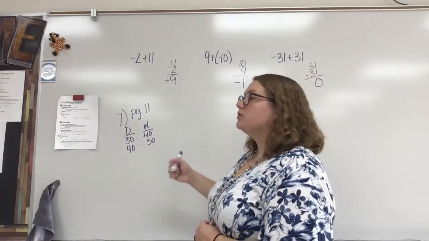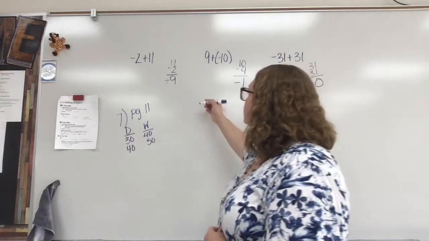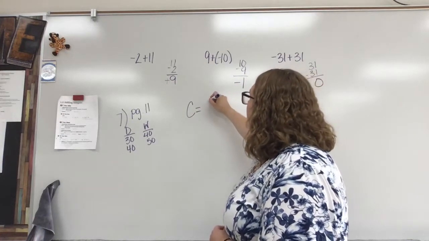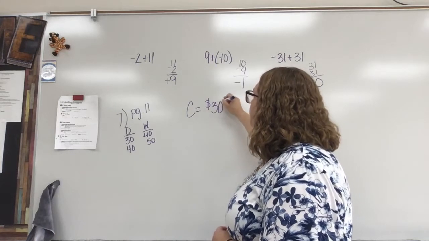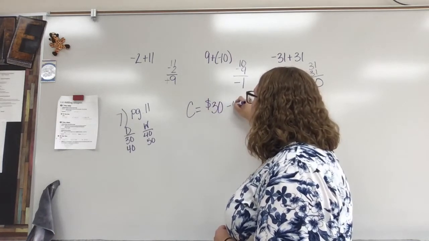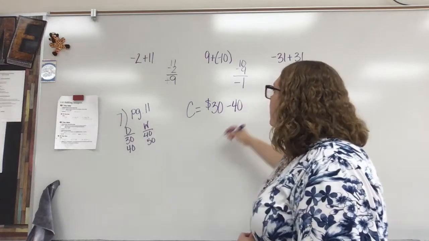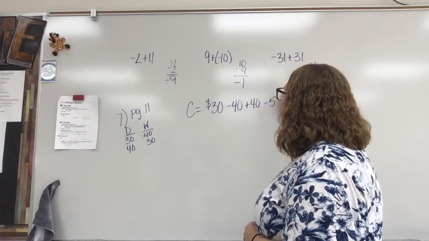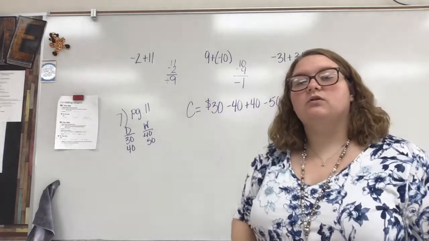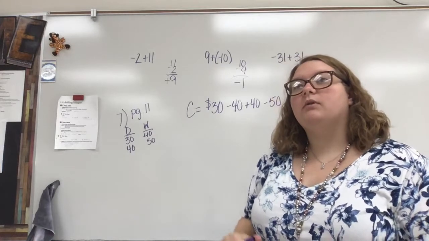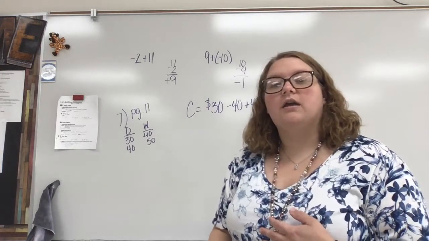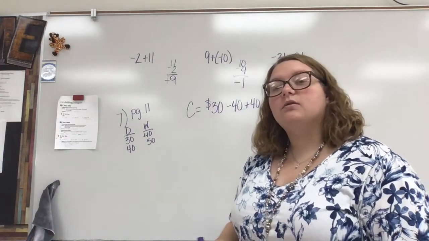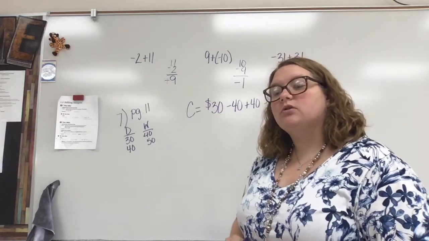So we're going to first write an equation or a problem. So we can say that the change would be equal to a deposit of $30, a withdrawal of $40, a deposit of $40, and a withdrawal of $50. So usually when I do these, I like to start from the beginning. Everybody might have a different method that they like. Some of you might see numbers that are opposite and want to cancel those. Whatever works for you is fine, but just make sure that you're showing your work.